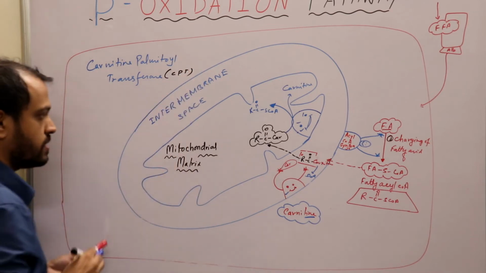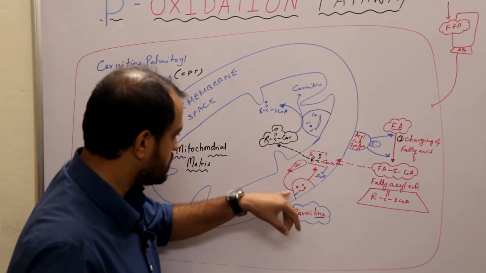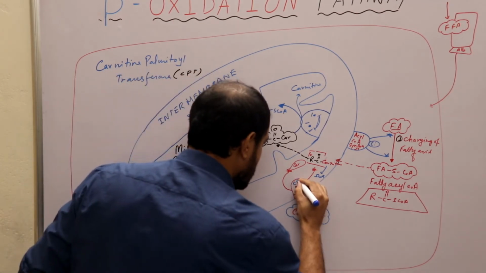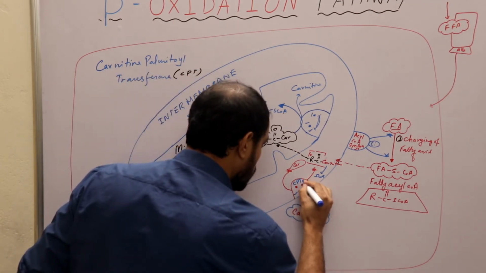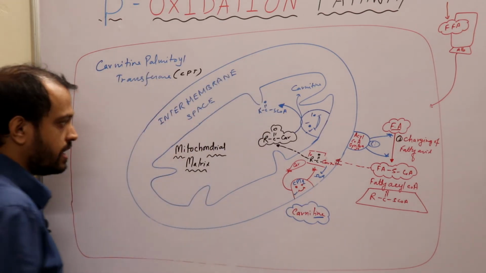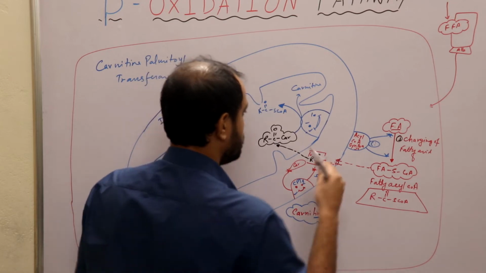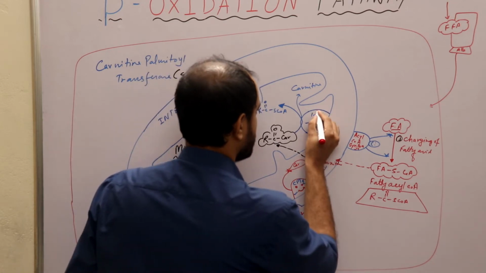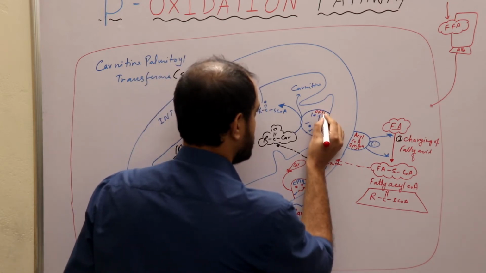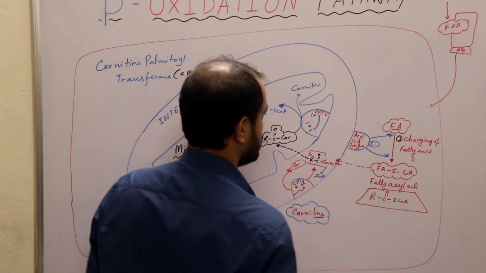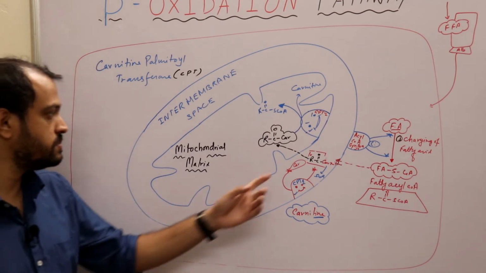Now listen, this one is known by the name of CPT1 and this is known by the name of CPT2. Okay, this is known by the name of CPT1 and CPT2.